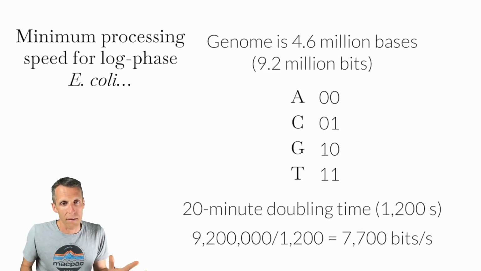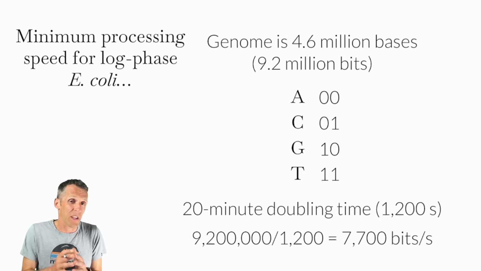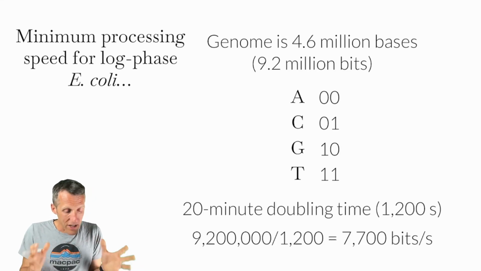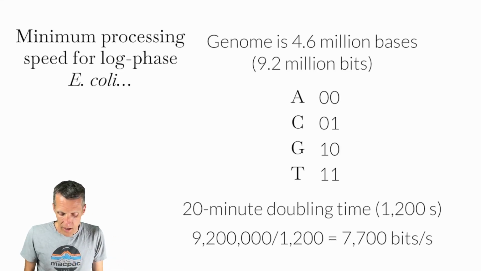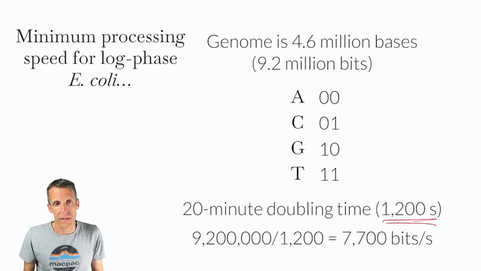Now, you can think about this in a variety of ways. I'm going to think about it in kind of a simple way, and that is imagining a bacterium that's replicating its genome every 20 minutes. That's about as fast as an E. coli can replicate in the lab. That doubling time is 1,200 seconds. So every 1,200 seconds, a bacterium has to duplicate its entire genome.